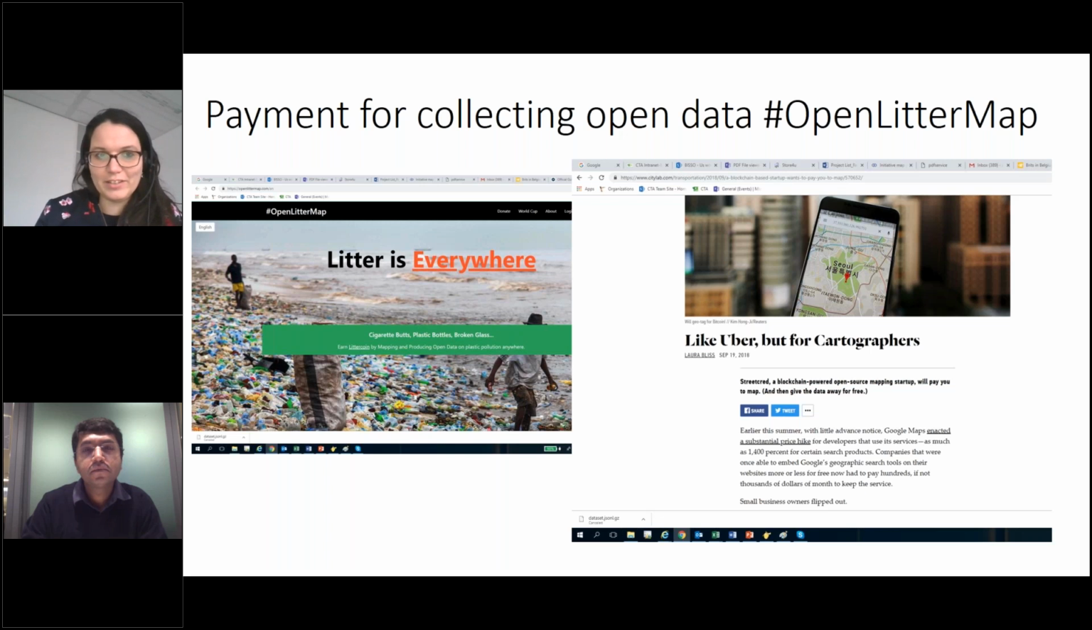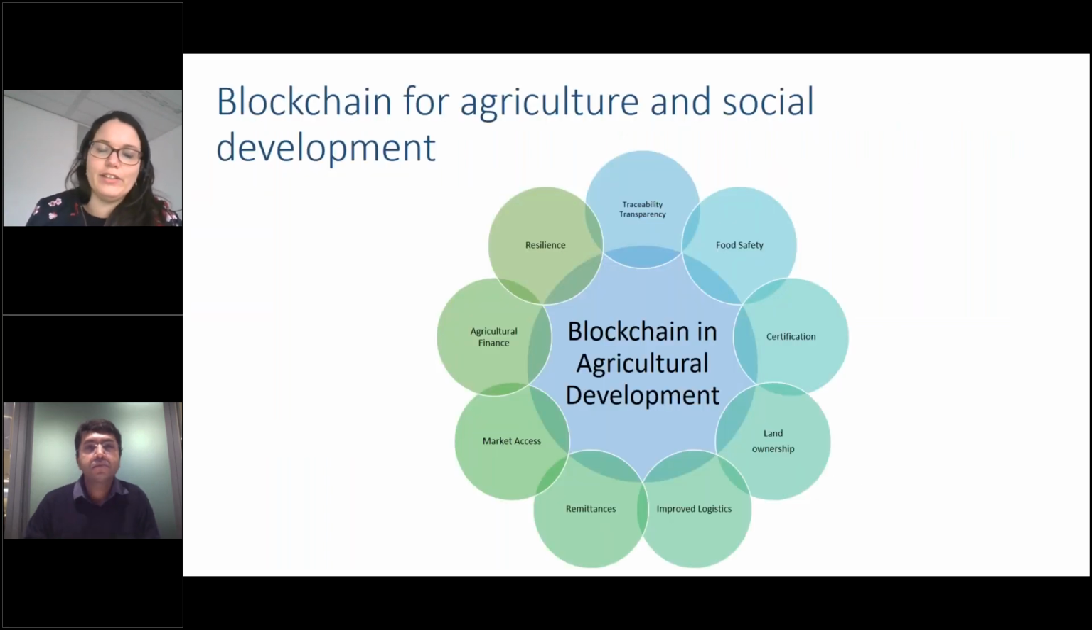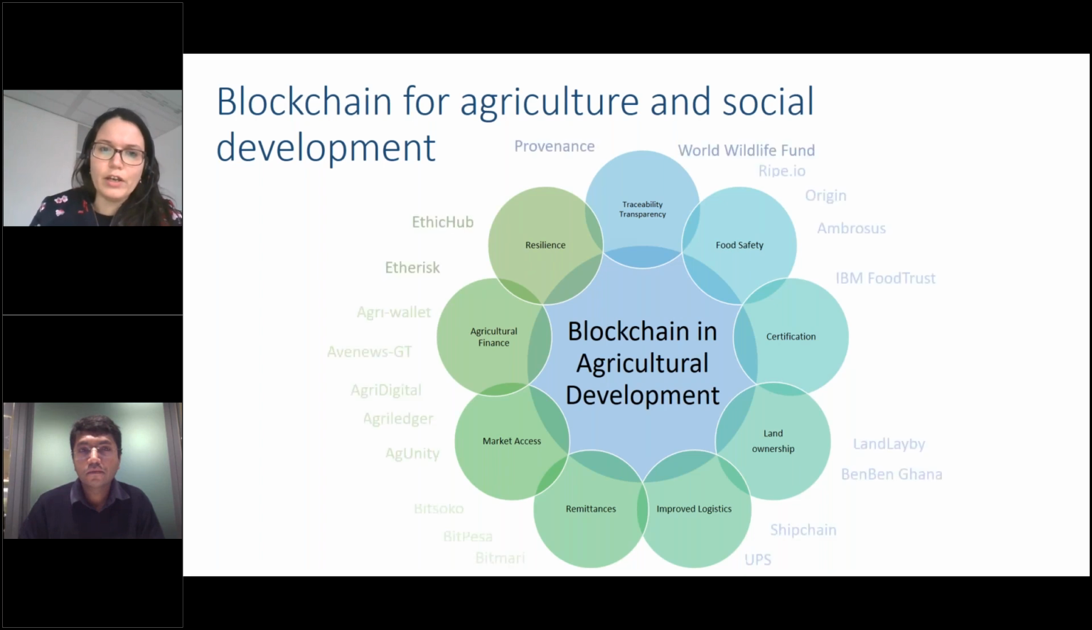Yes, thank you, Chris. So when you look at this slide, you see a lot of fields where blockchain can be used for the application for agriculture and or social development. So this is not an extensive list. There can be other applications in other sectors, for example, but this is what we found is most interesting at this point. Here you can see some of the organizations that are applying this in this field.